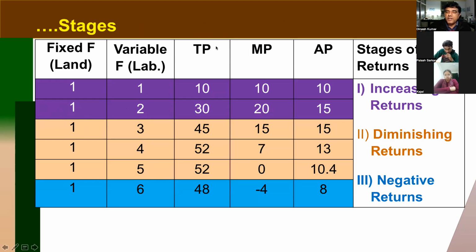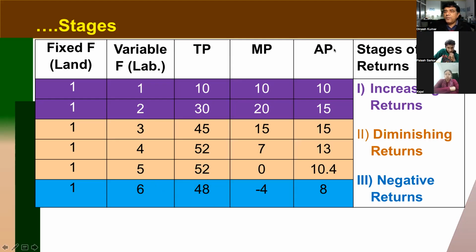Then see how TP, the total product, changed. Suppose initially it was 10. Then by adding 1 more labor, it has become 30. By adding 1 more labor, it has become 45, and so on. So finally, at 6 labor, it was 48.